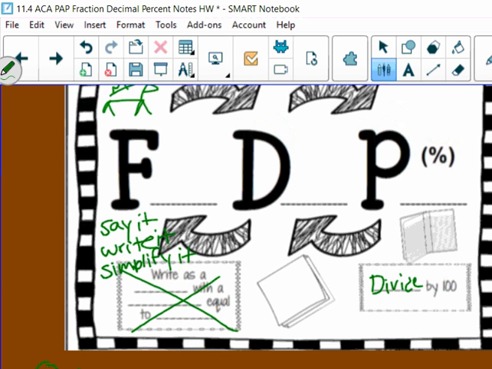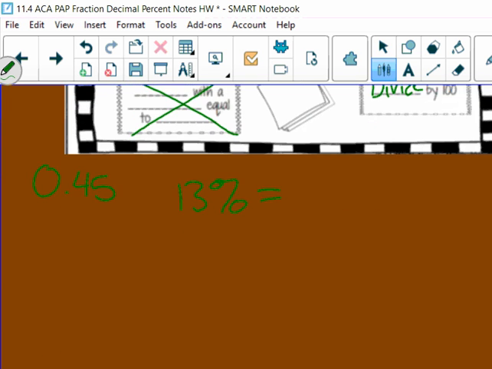I'm starting with a percent, I'm going to a decimal, I would divide by 100, which just moves that decimal place. In 13%, it's starting here, I move it 1, 2 to the left. So that would be 0.13.